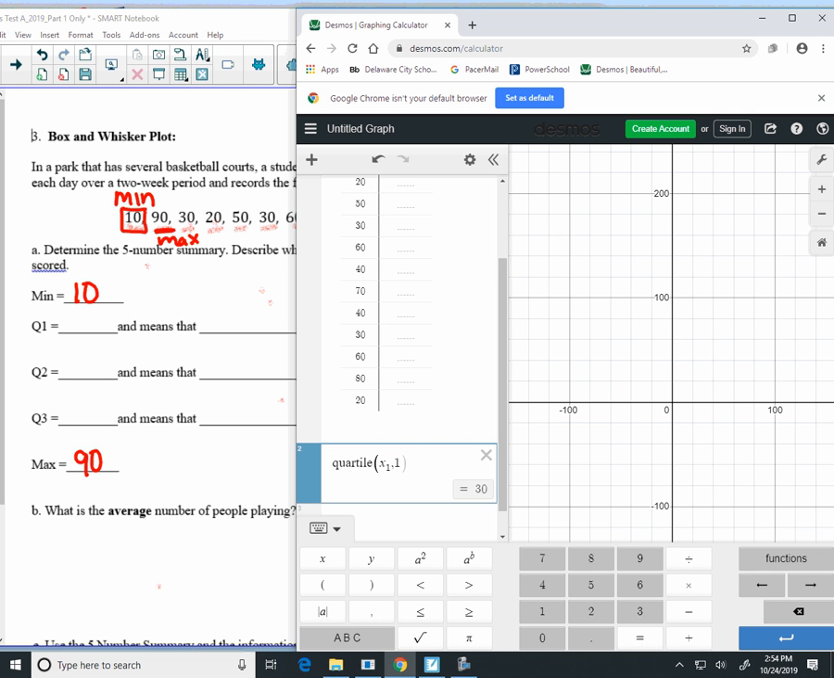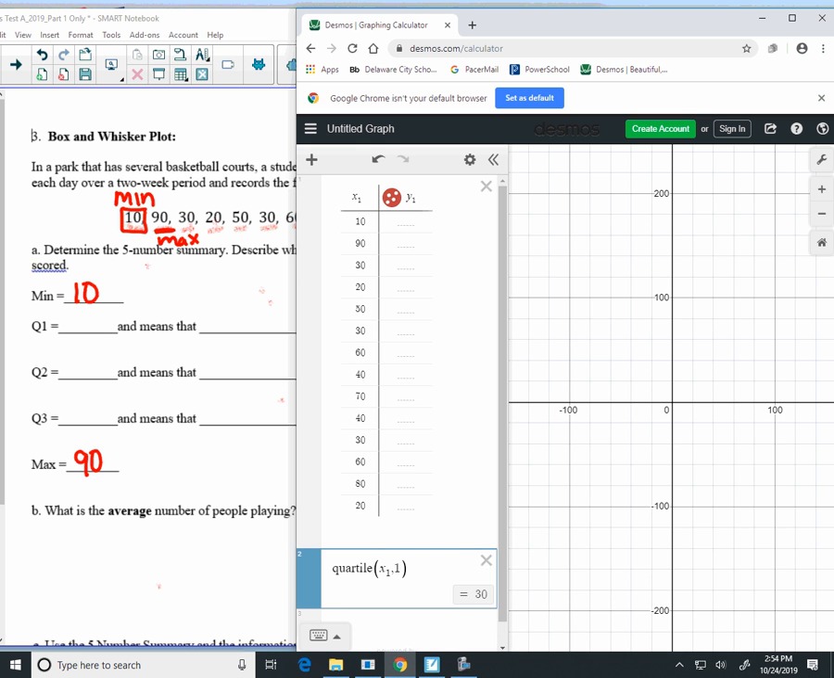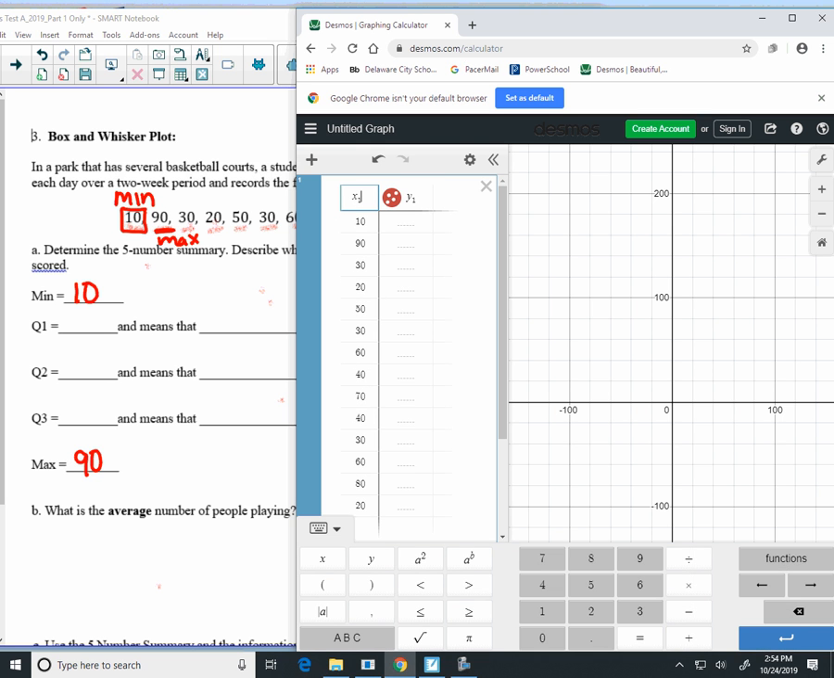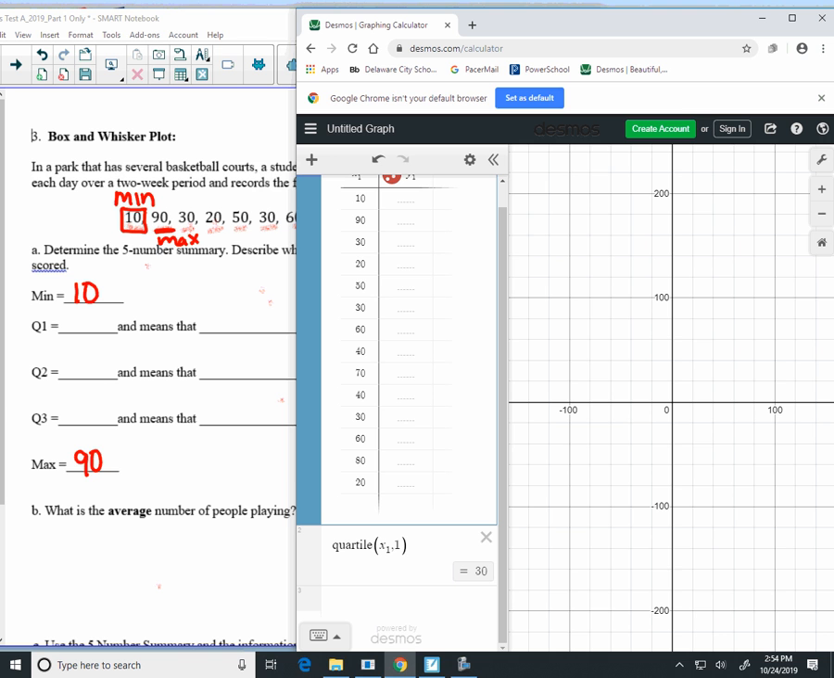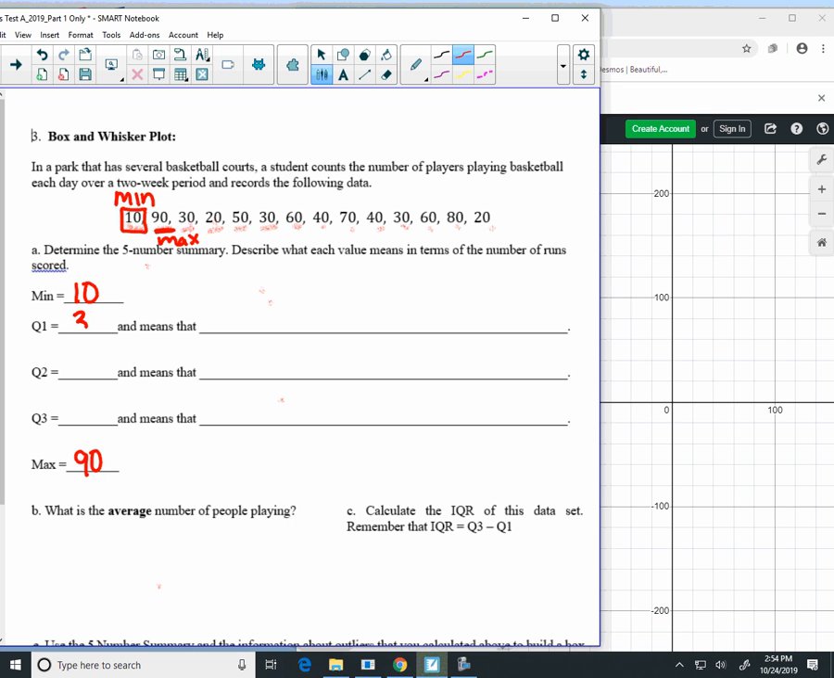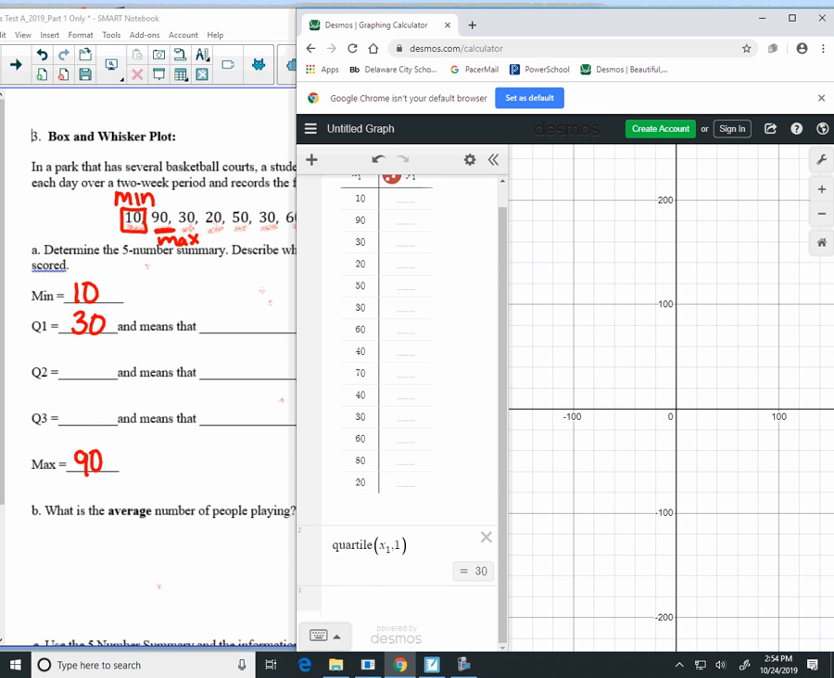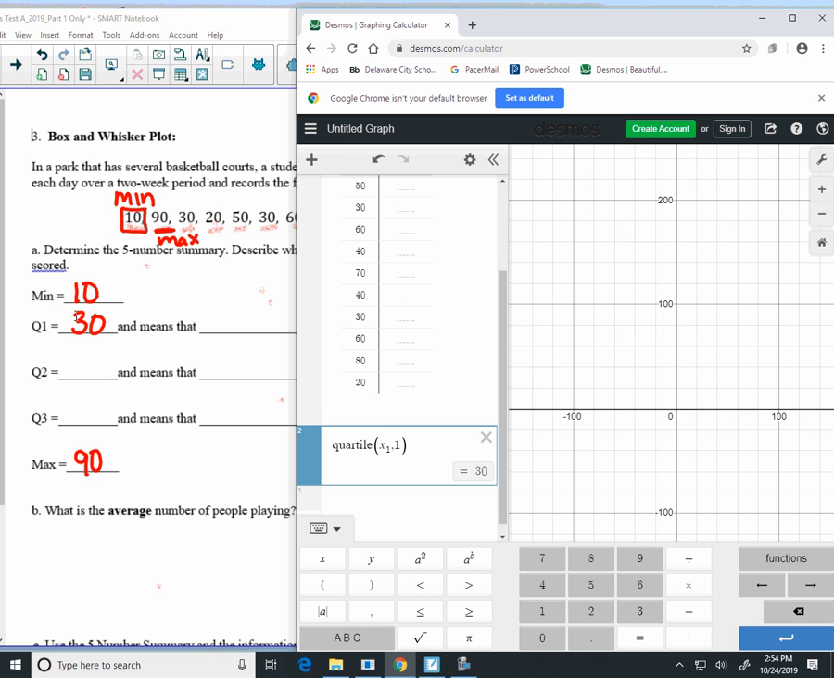So what you need to do when you're putting that into Desmos is first refer back to your list. So we have this in x1. So we have to tell it, I want the quartile, look at my list, x1, and then we want quartile 1. Quartile 1 is 30. I'm going to get the data down for quartile 1, quartile 2, and quartile 3, and then we're going to write what it means. Quartile 2, I can just backspace over that 1 and do 2.